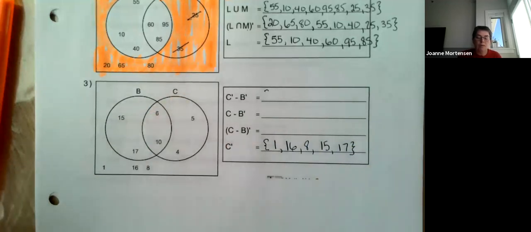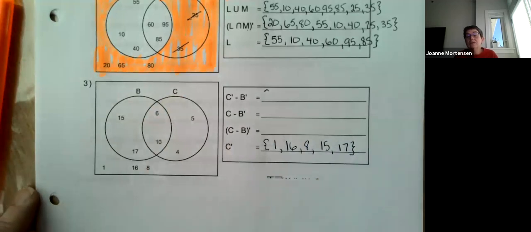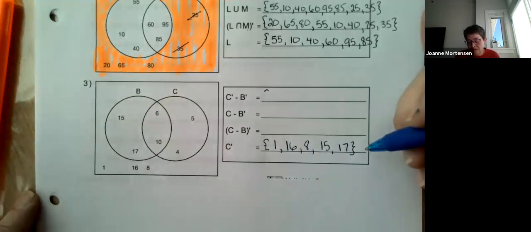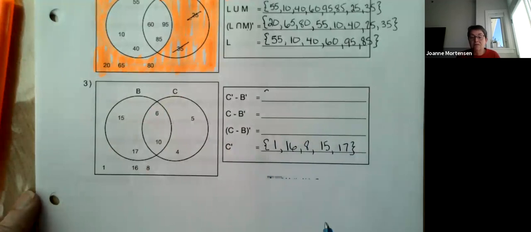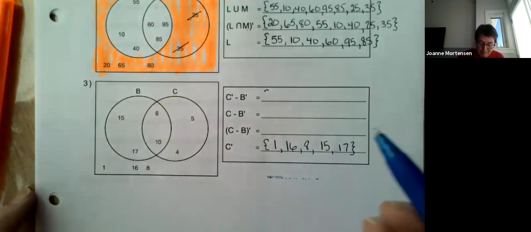If you want to put it in order, that would be lovely. If you don't, it doesn't matter. And don't worry, if you look at the answer key, it makes it all pretty in order. I'm not going to care.